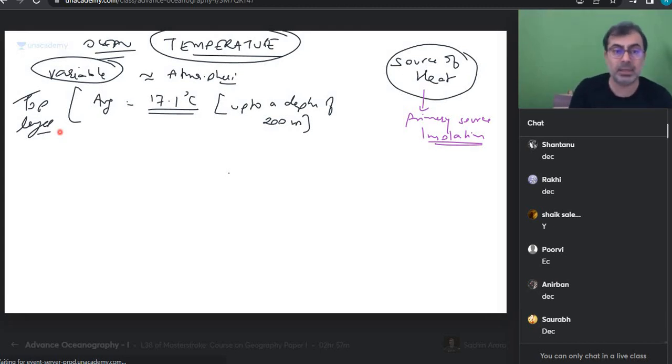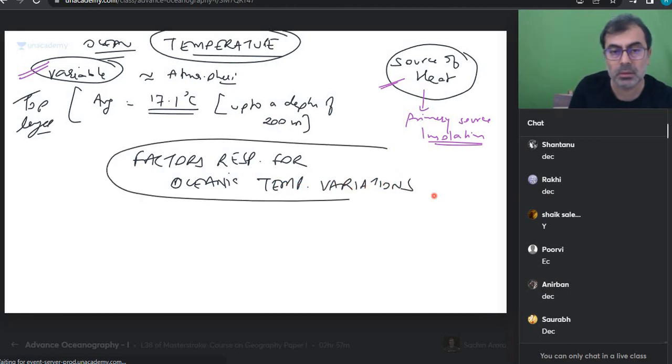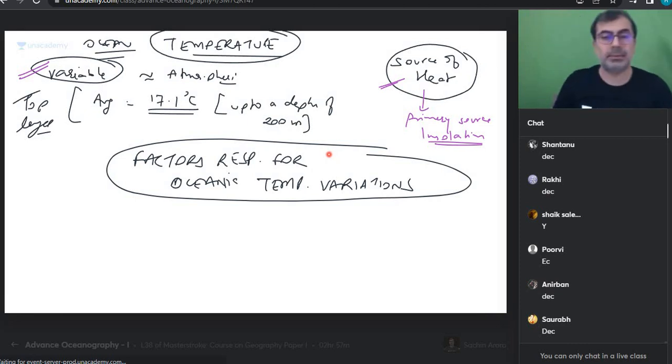So can I say I have very clear things coming in my mind for horizontal as well as vertical variations in temperature. If I give you a question or an exercise to brainstorm on factors responsible for oceanic temperature variations, brainstorm quickly on a sheet of paper and then we will compare.